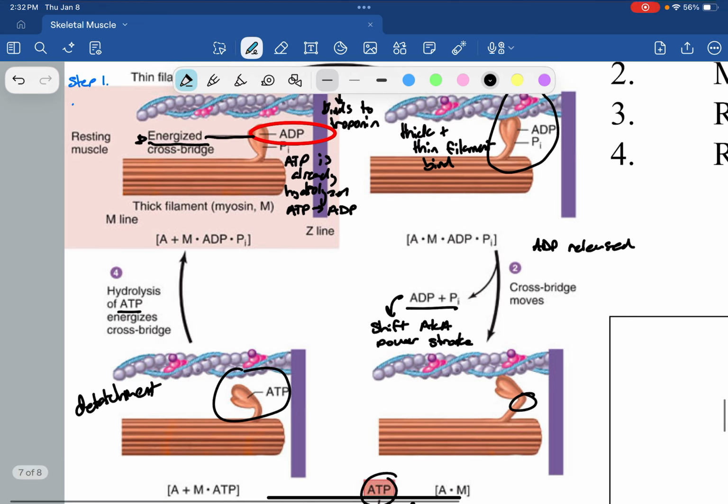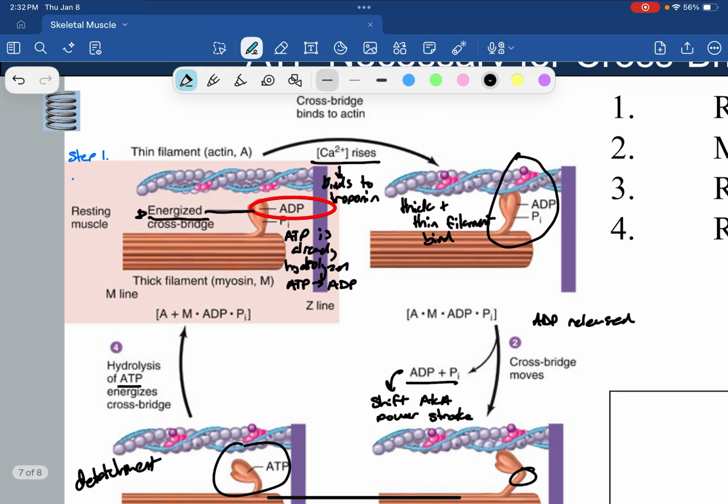And then up here, we follow this arrow. This has hydrolysis of our ATP. So we're going to get our ADP back, and that's going to energize the cross bridge. And we'll be right where we started at the beginning.